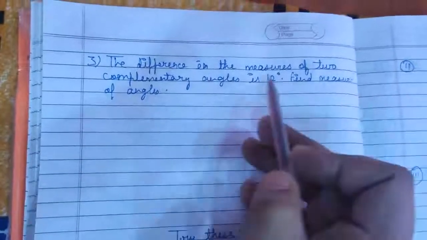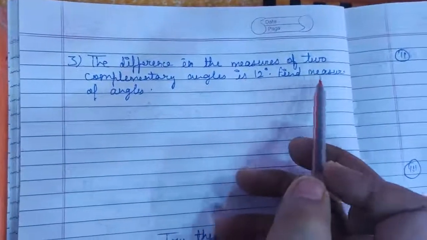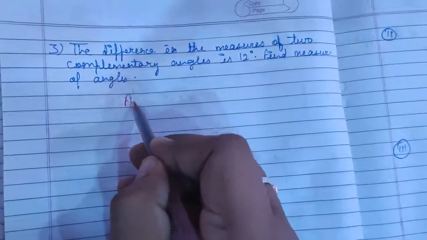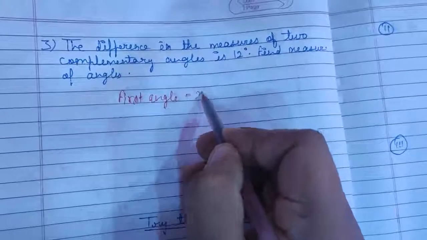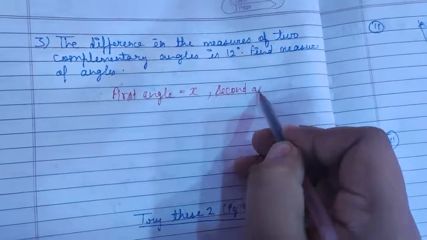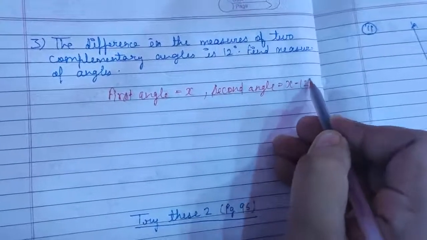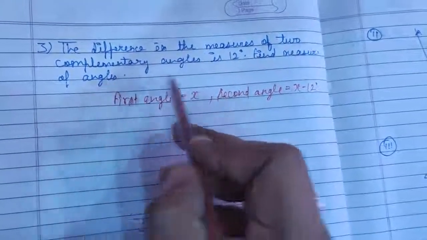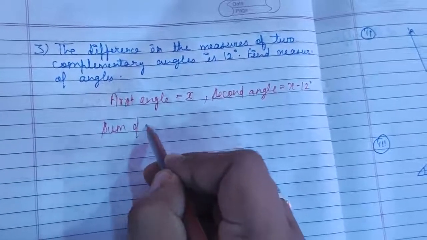This is question 3. The difference in the measure of two complementary angles is 12 degrees. Find the measure of the angles. So here we will take the first angle as x, and the second angle is x minus 12, because it is written the difference is 12. So complementary angles, we know the sum of complementary angles is 90 degrees.